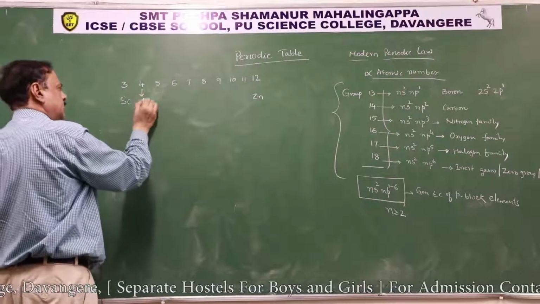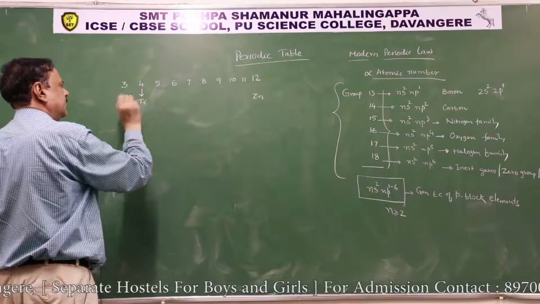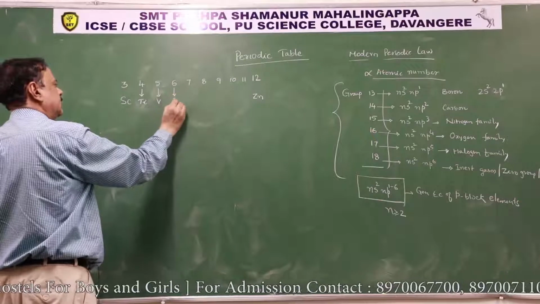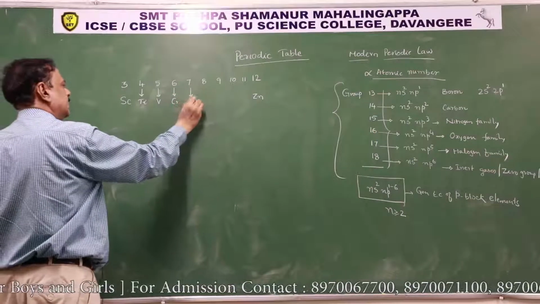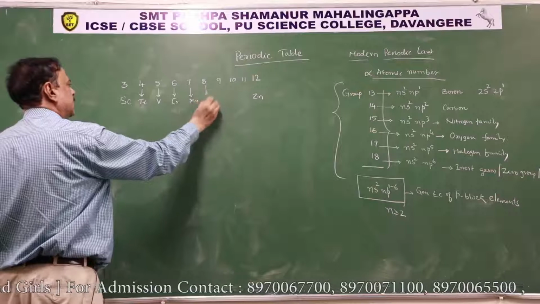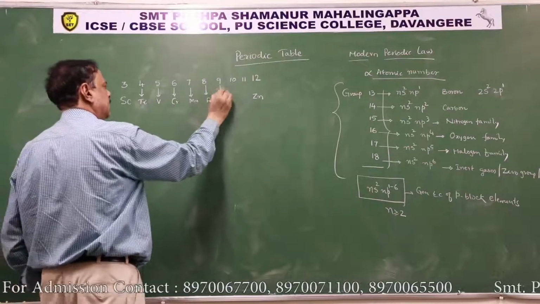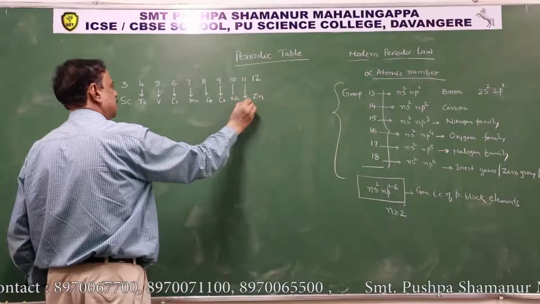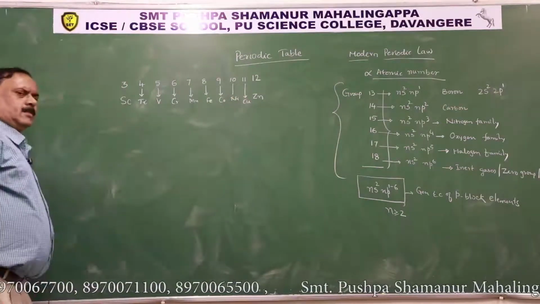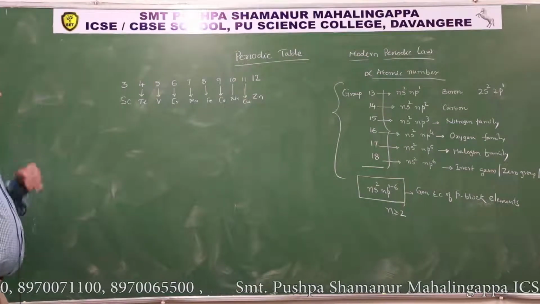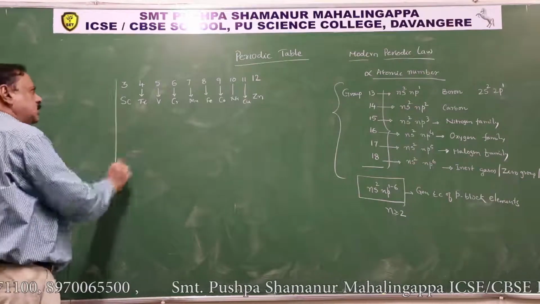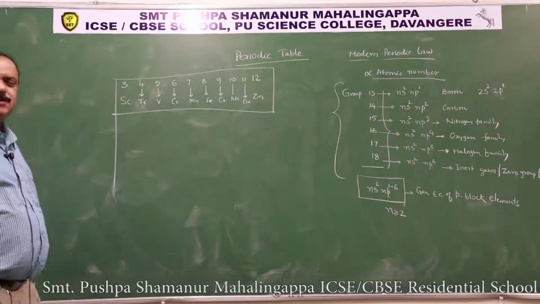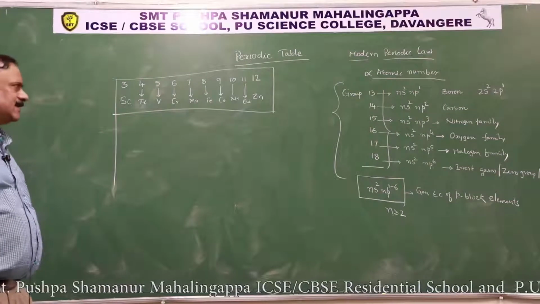Group 4, that is titanium, vanadium, chromium, manganese, iron, cobalt, nickel, copper. These 10 different elements are there. They constitute the D block elements. They are intermediate between the S block and P block elements.